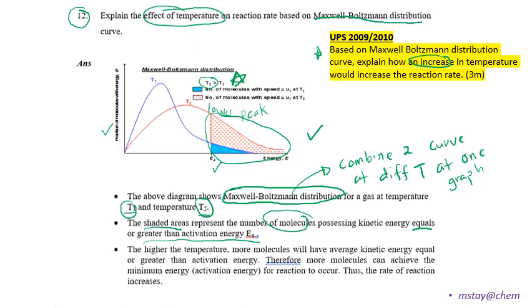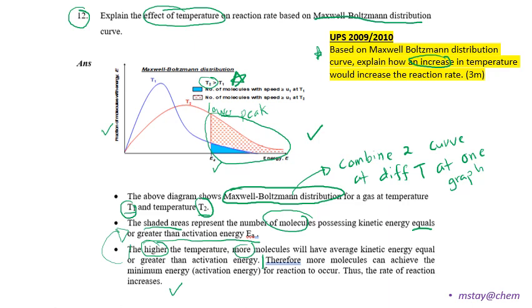Now we refer here: the higher the temperature, the more molecules will have kinetic energy equal to or greater than the activation energy. This part represents the shaded area. Looking at T2, the shaded area is larger, so it represents more molecules. Therefore, more molecules can achieve the minimum energy for the reaction to occur. Thus the rate of reaction will increase.